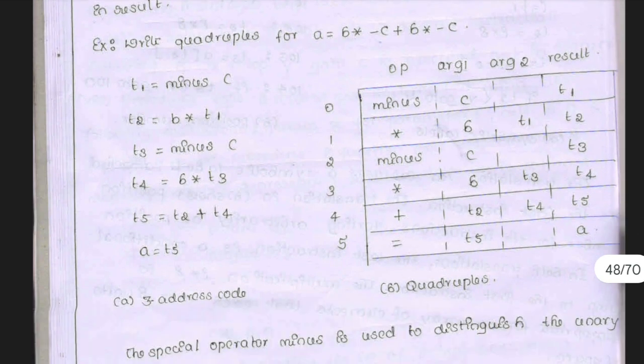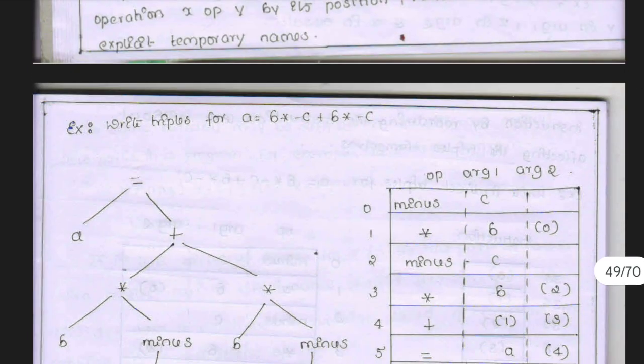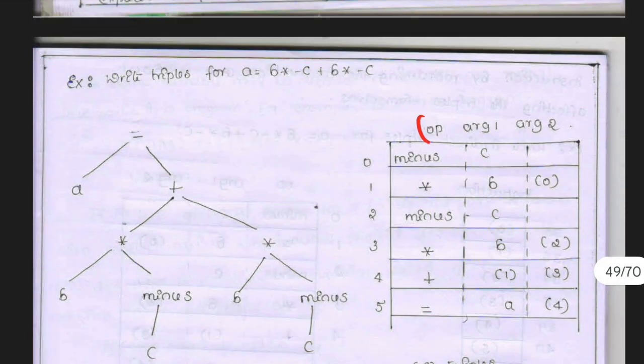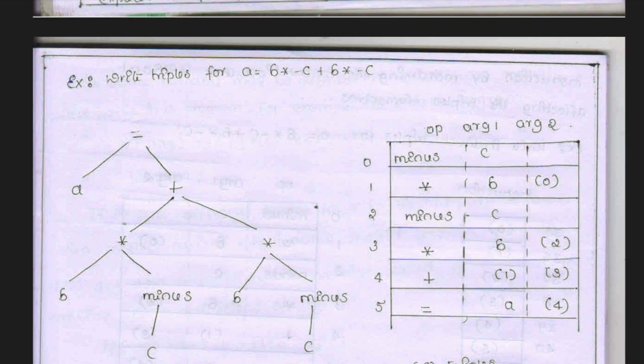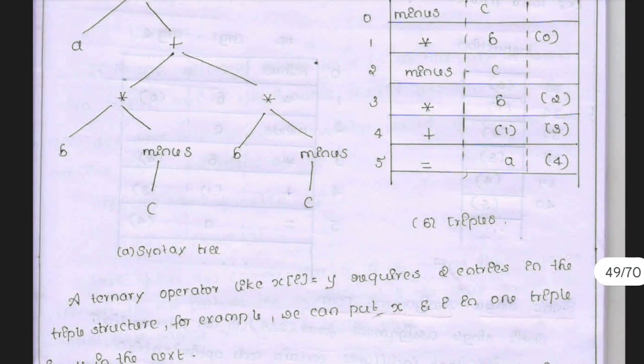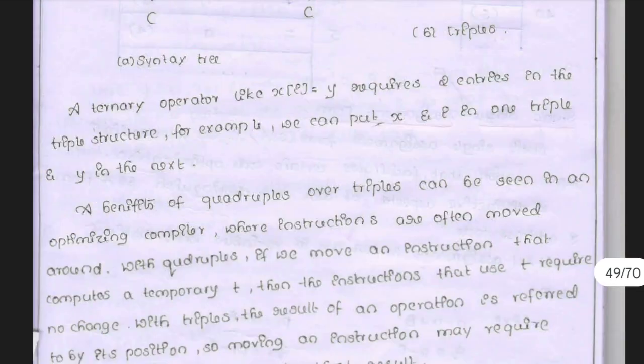And the basic difference between the quadruples and the triples, so the next one is the triples as well. So here we are having just 3 columns: operator, argument 1, argument 2. This is the operator, operand 1 and operand 2. Each step what we will be doing, we will be writing here. And this is the same question which is getting repeated many number of times. So make sure you go through this and practice the same question here. And that was about the triples.